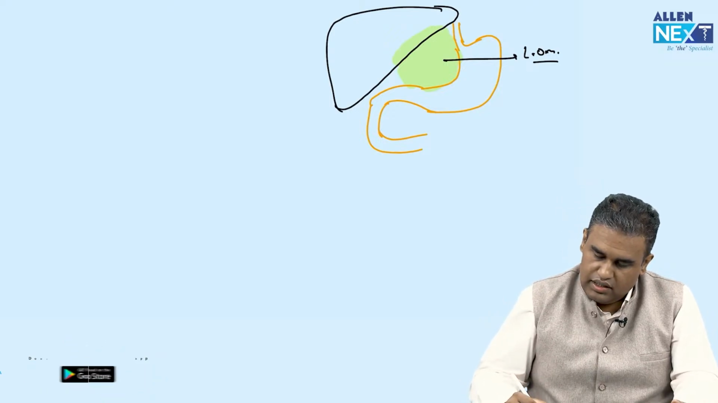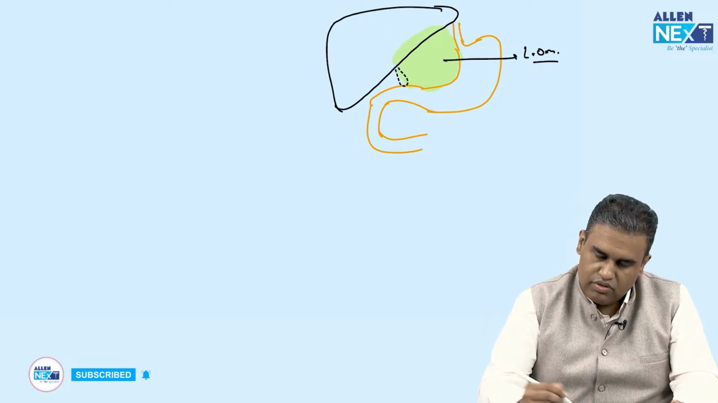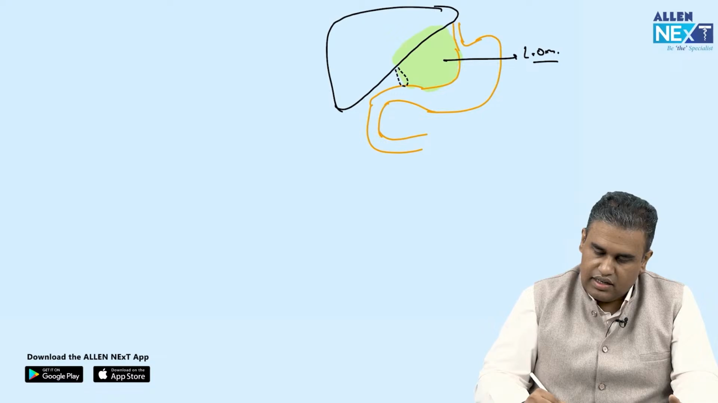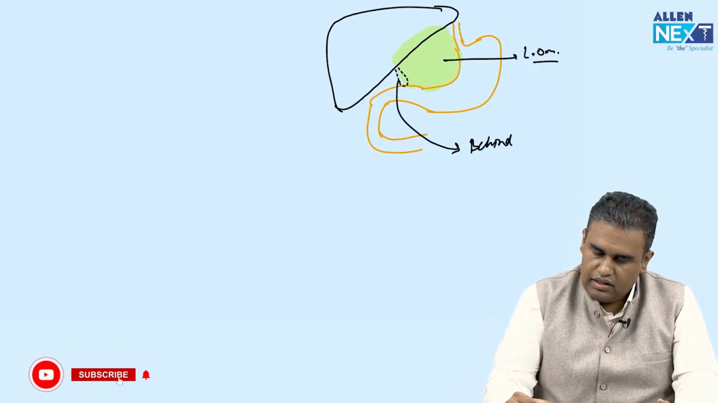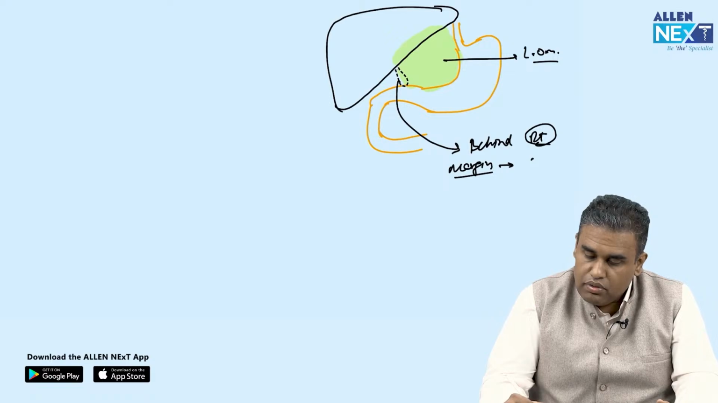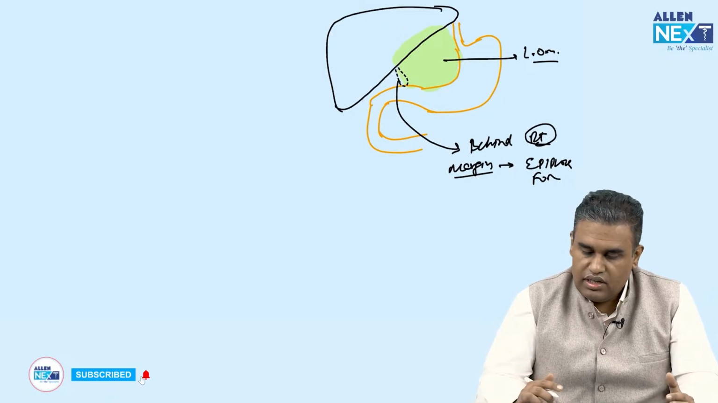Now if you see over here, this is the right margin of the lesser omentum. There is a gap behind the right margin. Where? Behind the right margin. Behind the right margin, we have a gap that is known as the epiploic foramen. Behind the right margin it is. So understand this level is this.